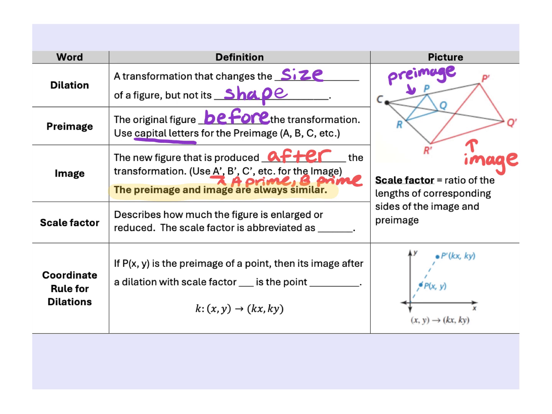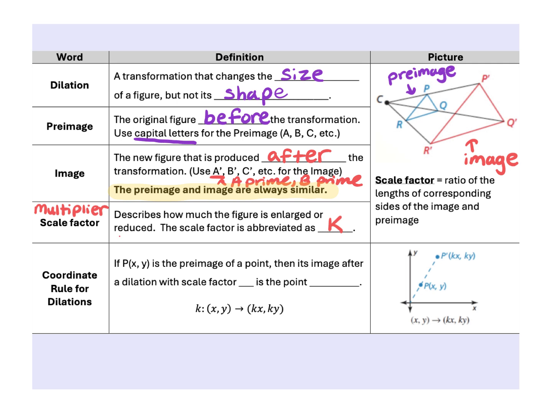The scale factor describes how much the figure is enlarged or reduced. We abbreviate the scale factor with the letter K. K is just the letter that's used. Now I'd like you to add to your notes that the scale factor is a multiplier. So it's like, what do I multiply the pre-image by to get to the image?